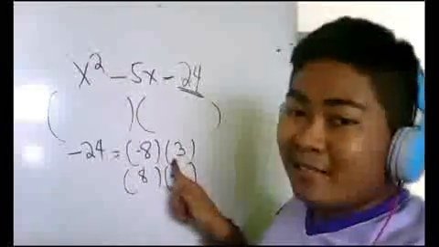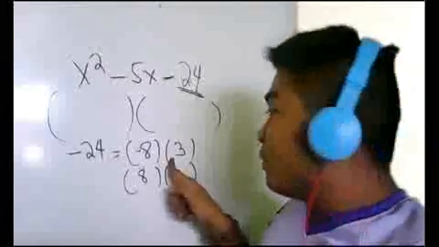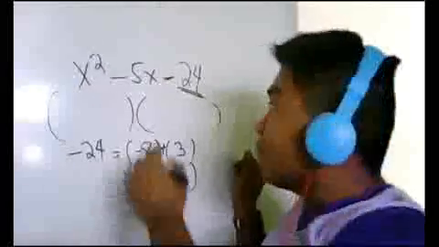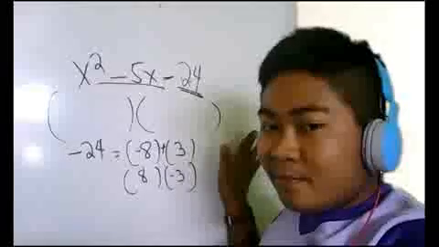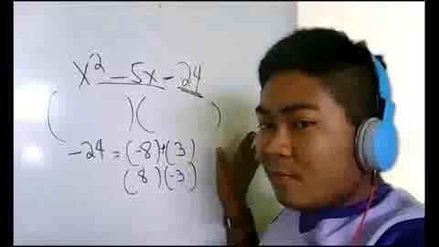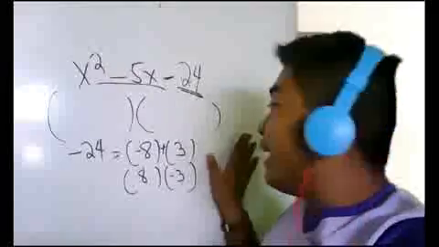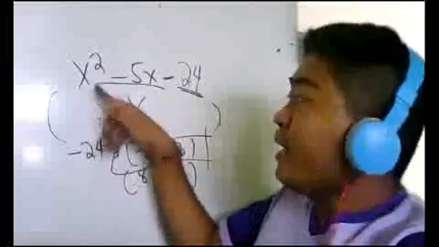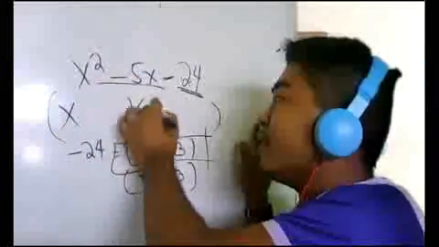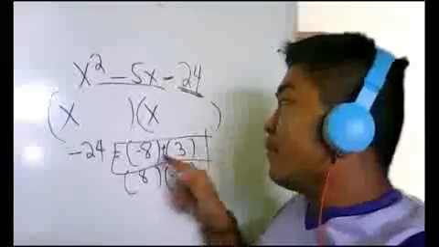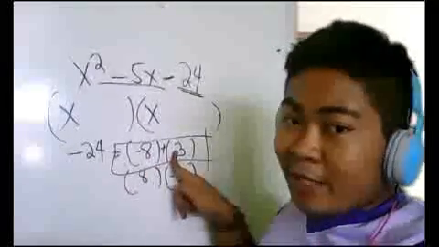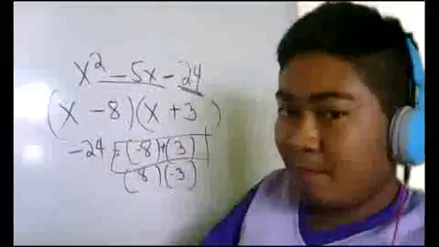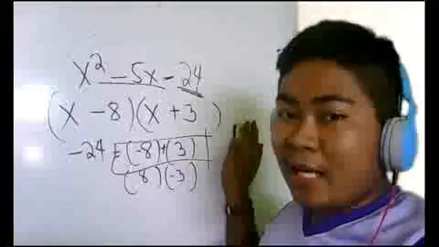Negative 8 plus 3, that would give us negative 5. Tama? Therefore, ang magiging sagot na natin is this one. So, ang gagamitin na natin is this factor. Kaya magiging x squared, factor lang natin siya magiging x na yung pinakauna niya. Since we got negative 8 and 3, yun lang yung isusulat din natin sa taas. This is negative 8. This is positive 3. Ganun lang siya.